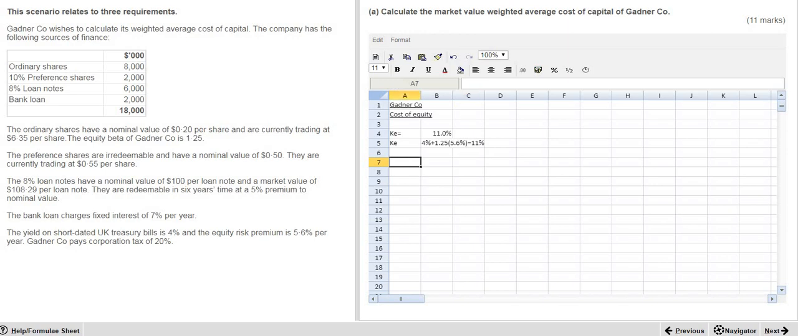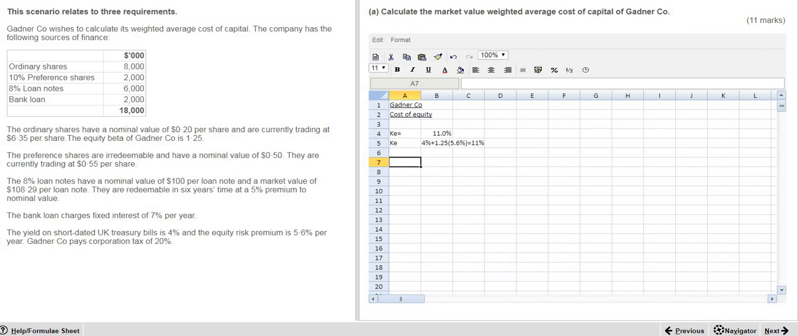The next thing we're going to look at is, what's the next one? The preference shares are irredeemable and have a nominal value of $0.5 and are trading at $0.55. Now, what's the formula for cost of preference shares? K-pref is equal to what? The dividend paid over the market value of the preference shares.